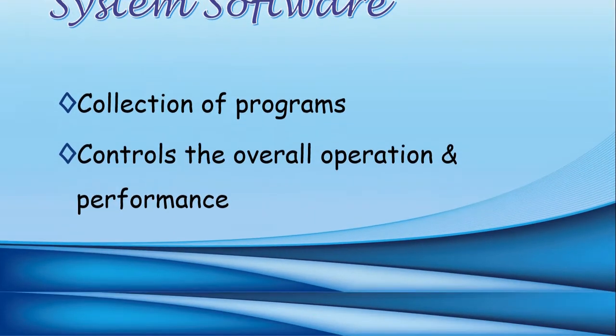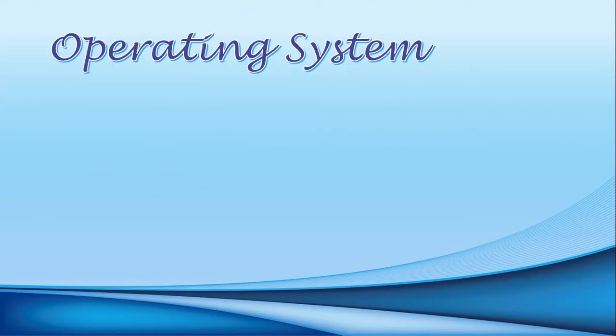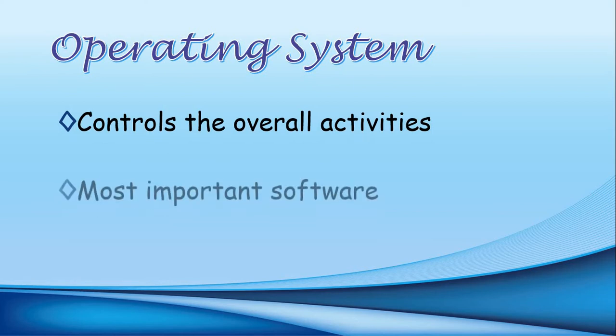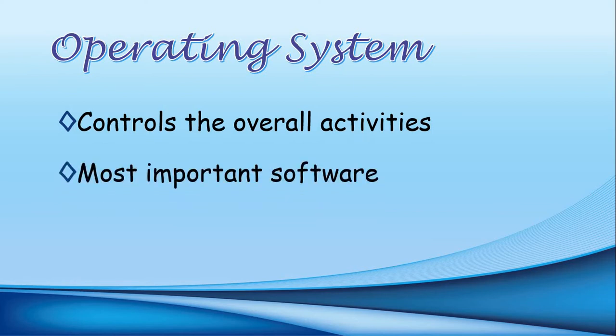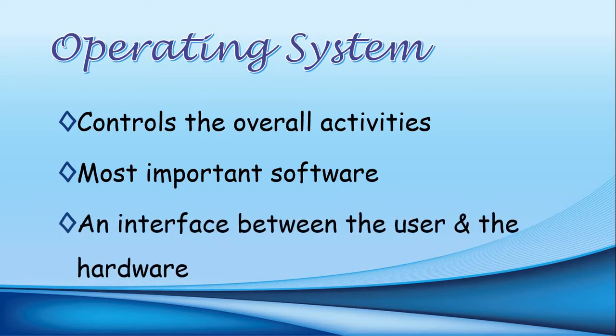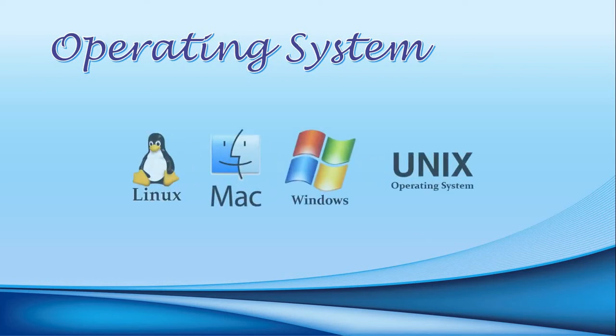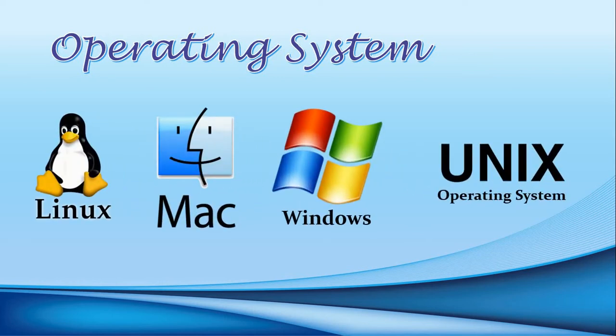The first type is operating system. What is an operating system? It controls the overall activities of a computer and it is the most important software. It is an interface between the user and the hardware. It helps the user to work with hardware. These are some examples of operating system: Linux, Mac OS, Windows, and Unix.